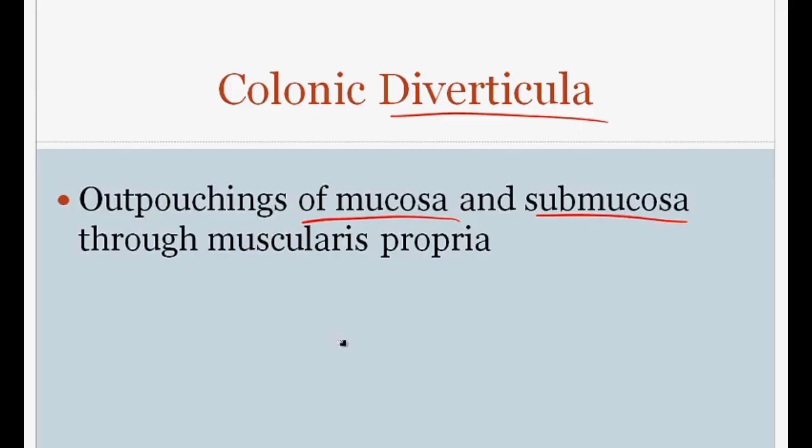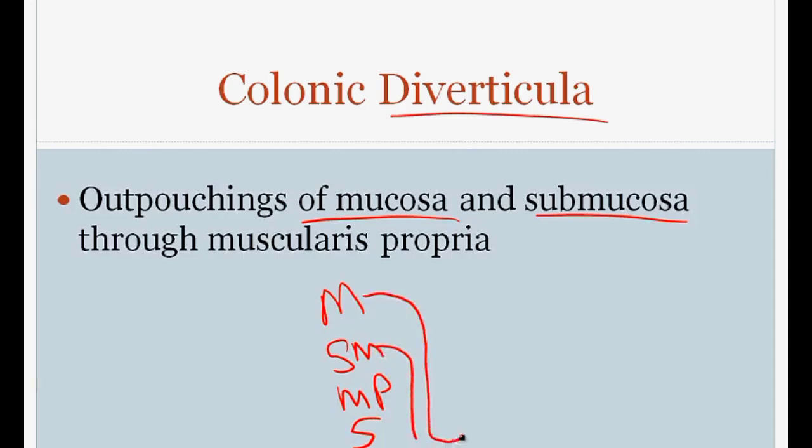So the idea here is that if you've got your mucosa, and then you've got submucosa, and then you've got muscularis propria, and of course then you've got serosa, what happens is that you get an outpouching of both the submucosa and the mucosa, like this, through the muscularis propria. And then, of course, this would become normal again.